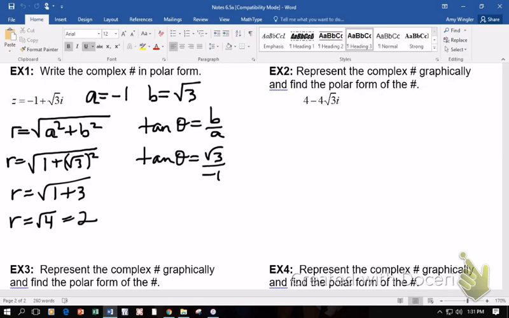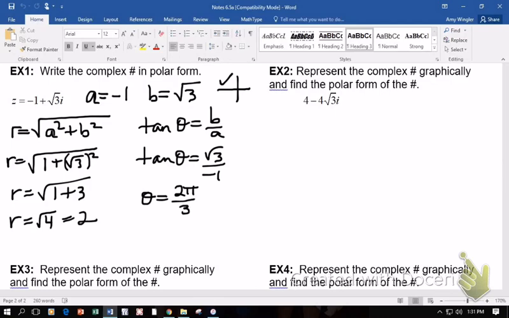Remember, if we were to graph this, we would go left because it's negative 1 on the real axis, and up because it's positive radical 3 on the imaginary axis. So your theta needs to come from quadrant 2. If you think about tangent in quadrant 2, the y value is radical 3 over 2, and the x value is negative 1/2 at 2/3 pi.